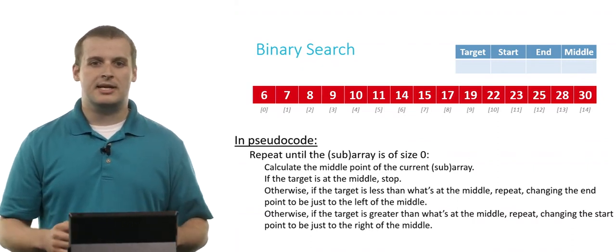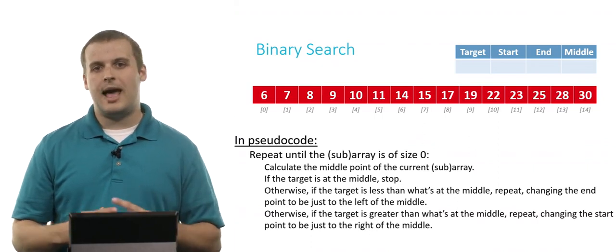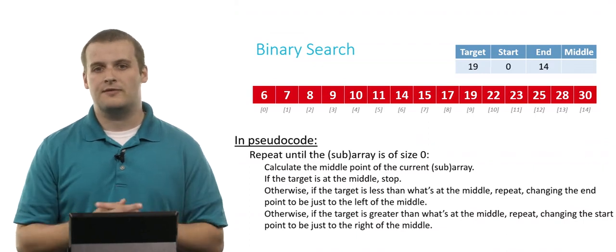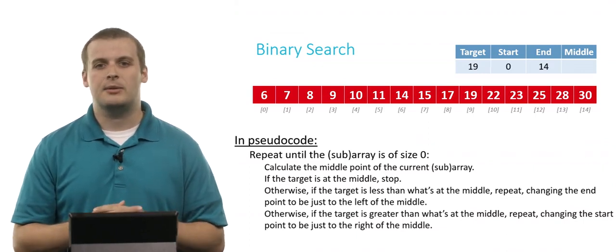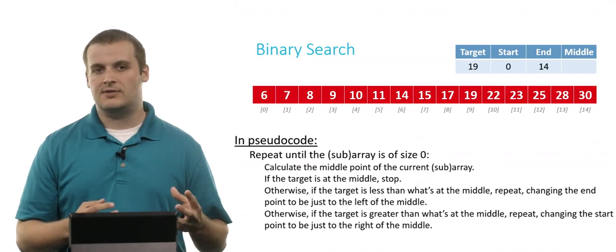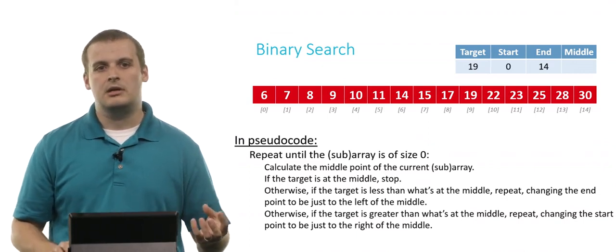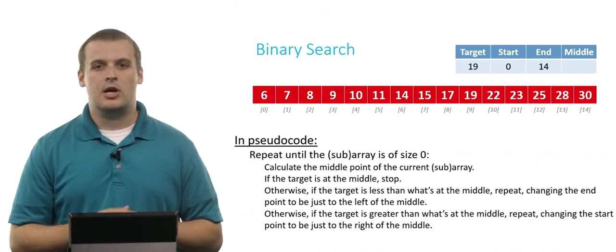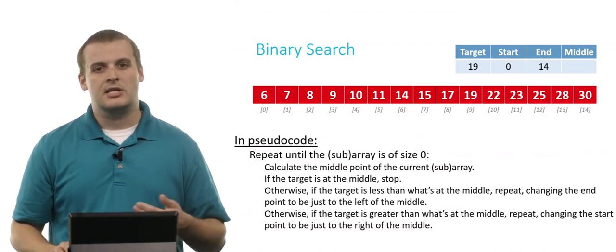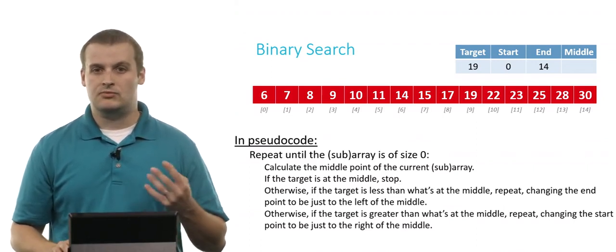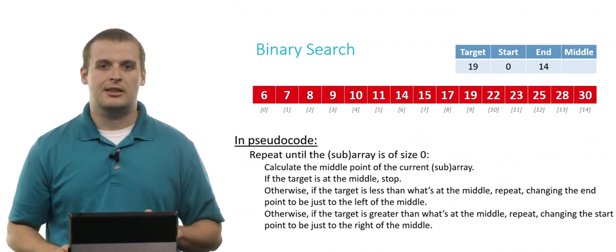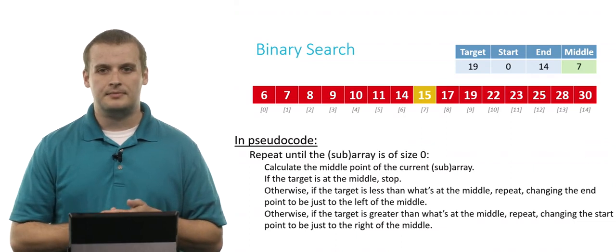So let's repeat the process step by step and keep track of what's happening as we go. The first thing we need to do is calculate the midpoint of the current array. Let's say, first of all, we're looking for the value 19. We're trying to find the number 19. The first element of this array is located at index 0, and the last element of this array is located at index 14. And so we'll call those start and end. So we calculate the midpoint by adding 0 plus 14 divided by 2, pretty straightforward midpoint. And we can say that the midpoint is now 7.